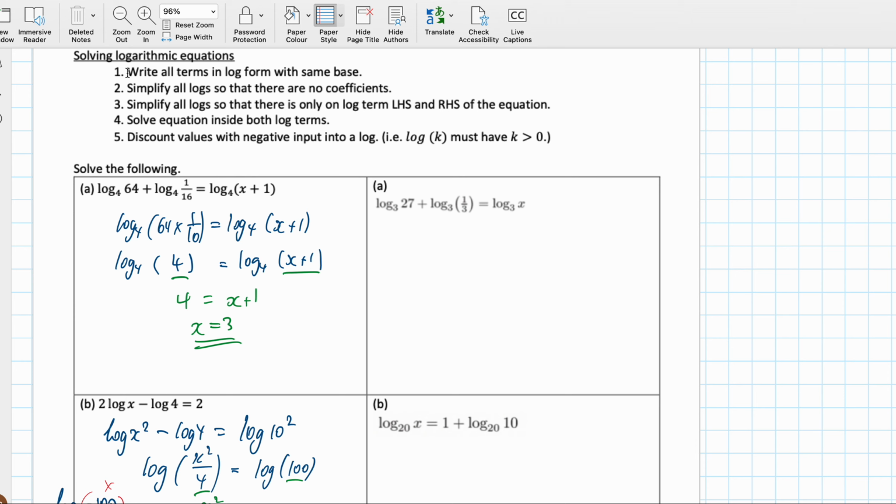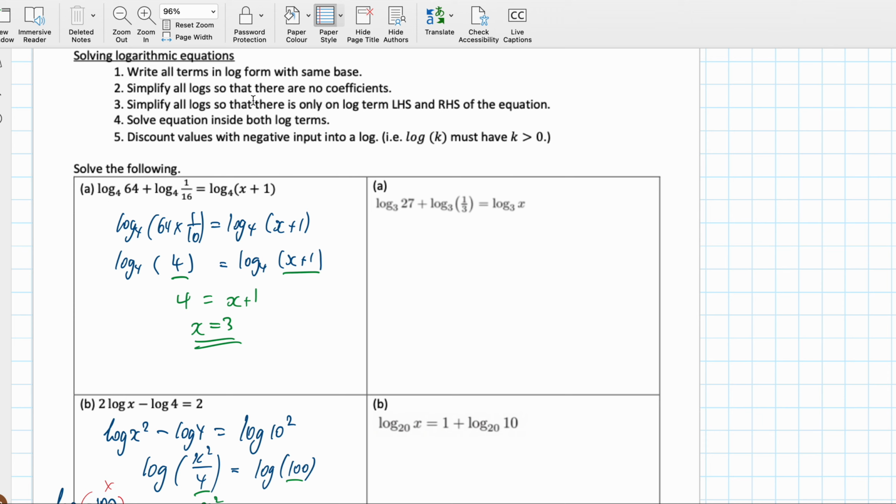The first thing is write all terms in log form with the same base. Now we can see here these all have the same base, so we can basically tick that one off already. Step 2 says simplify all logs so there's no coefficients. There's no coefficients here either. We're going really well.